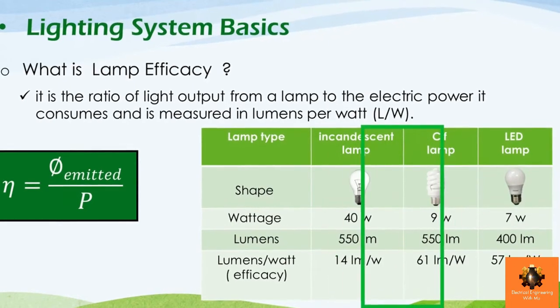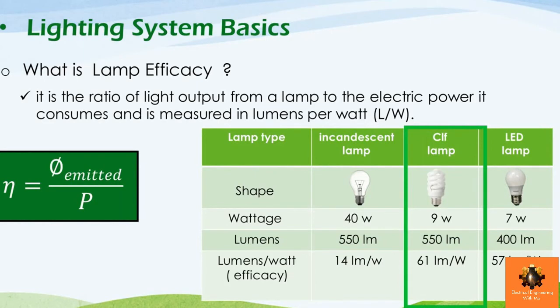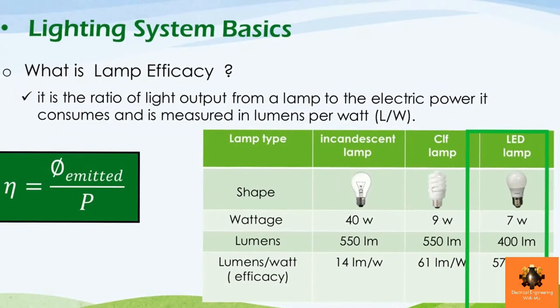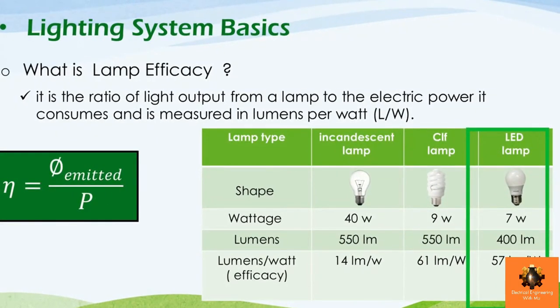While another compact fluorescent lamp can produce about 550 lumens, but with an input power of 9 watts only. So it's very obvious that the compact fluorescent lamp is more efficient, as its efficacy is larger than the incandescent lamp, as here it's 61. On the other hand, another LED lamp can consume only 7 watts, but it produces 400 lumens. So its efficacy at that condition is 75 lumens per watt. So what we want to say is that the higher the efficacy, the better the lamp.